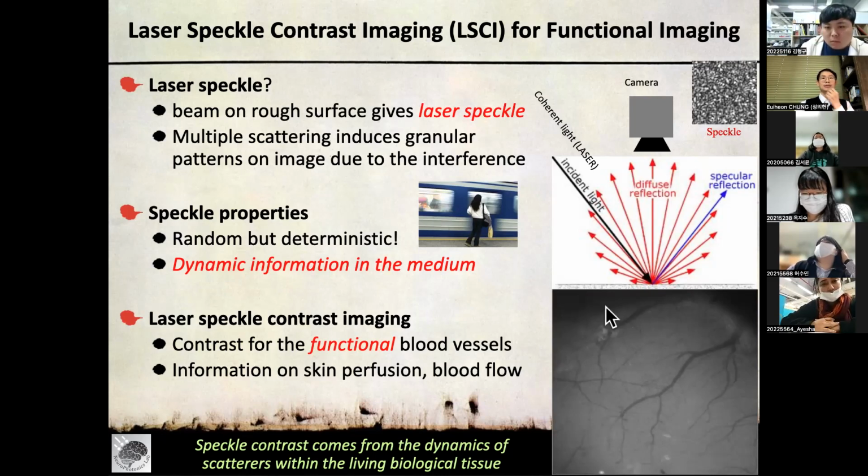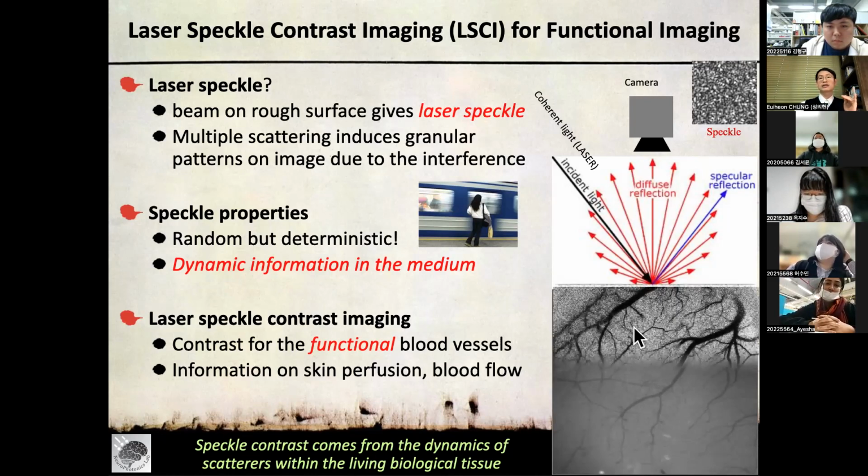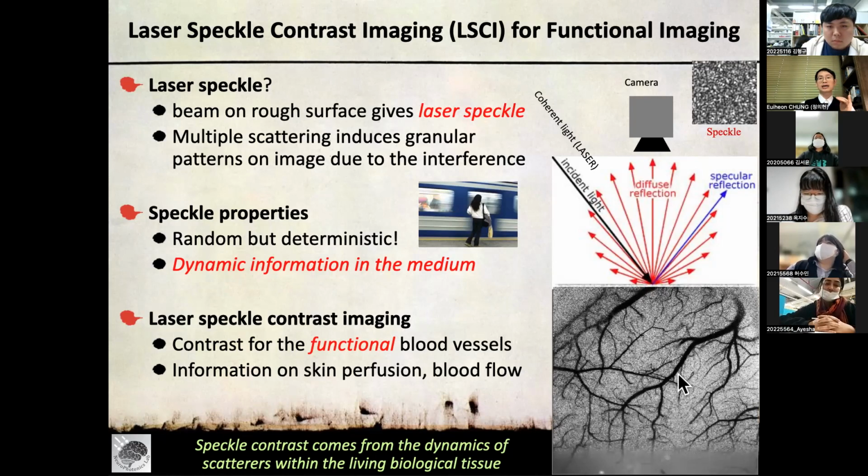For example, in this picture, this is a white light image. Just taking a picture, you can see blood vessels a little darker due to the red blood cell absorbance of light. However, by use of speckle contrast, just seeing the relative standard deviation of the speckle, you can achieve very strong high contrast images. And this high contrast reveals the underlying scatter movement and dynamics.